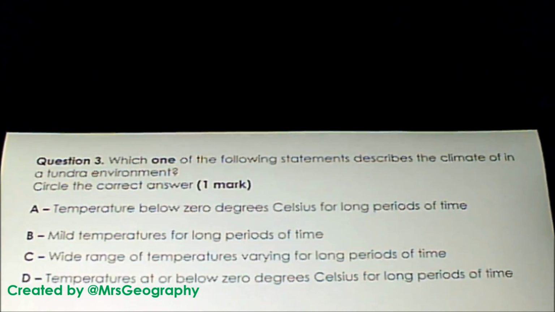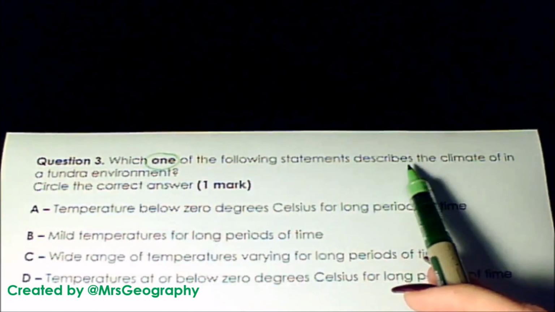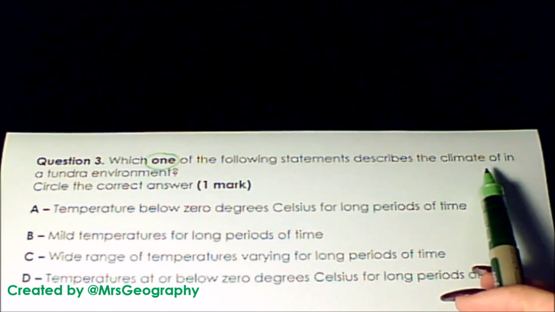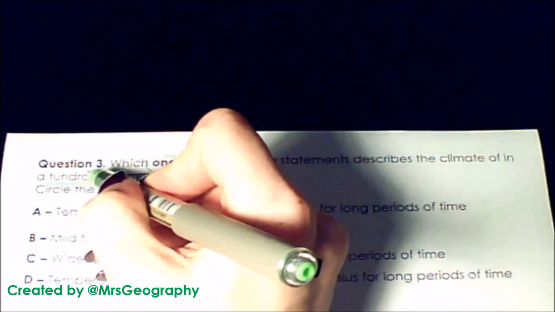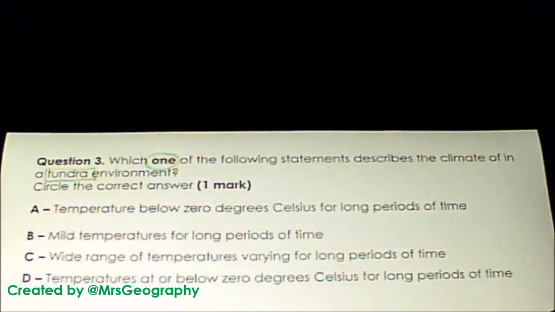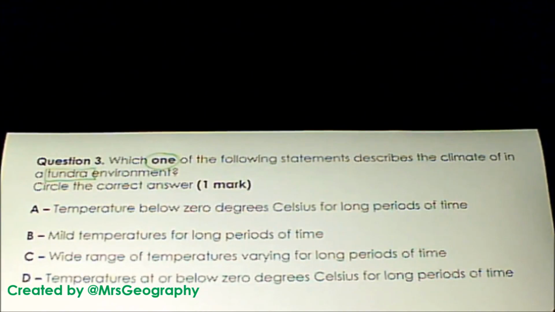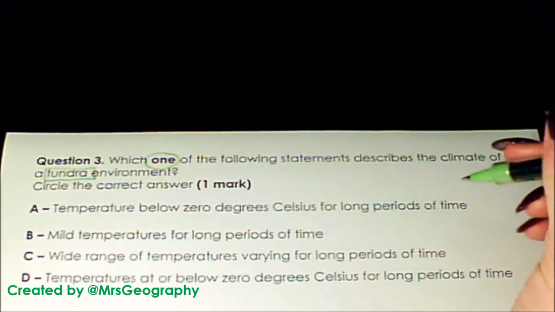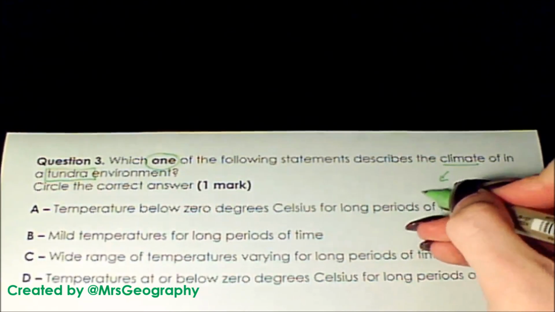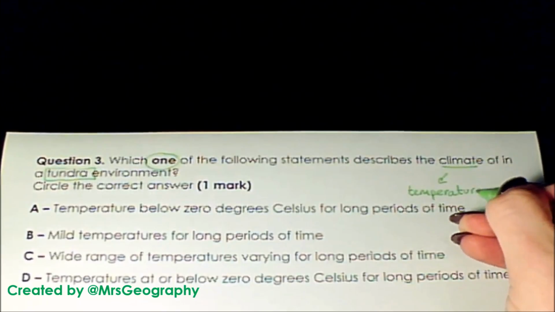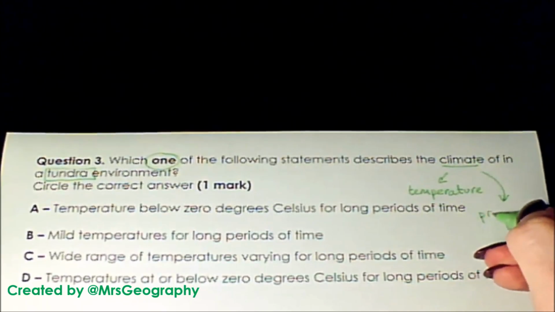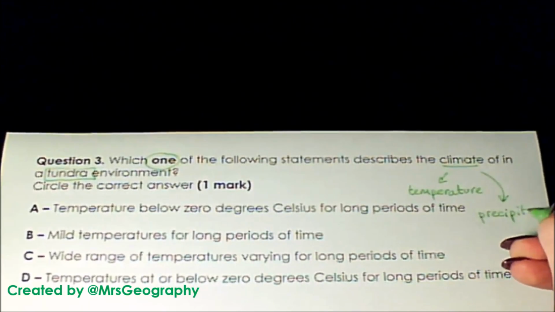Okay, so question 3. Which one of the following statements describes the climate of a tundra environment? So again, tundra being the optimum word. Remember, this test is on cold environments, so you should have learnt what the climate, thinking about temperature and thinking about precipitation, is like.